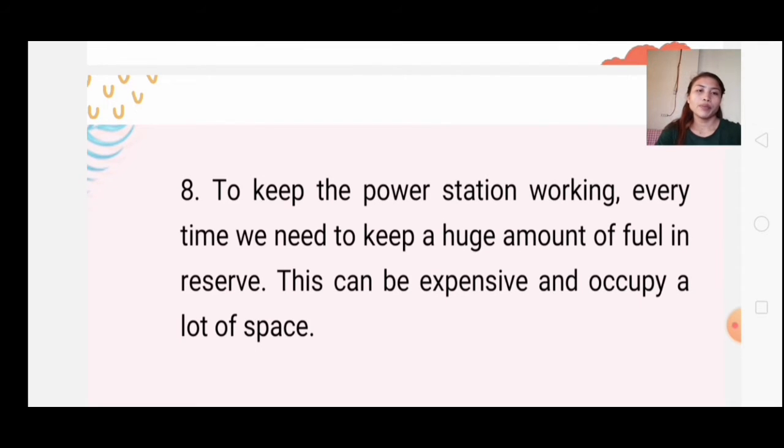To keep the power station working every time, we need to keep a huge amount of fuel in reserve. This can be expensive and occupy a lot of space.